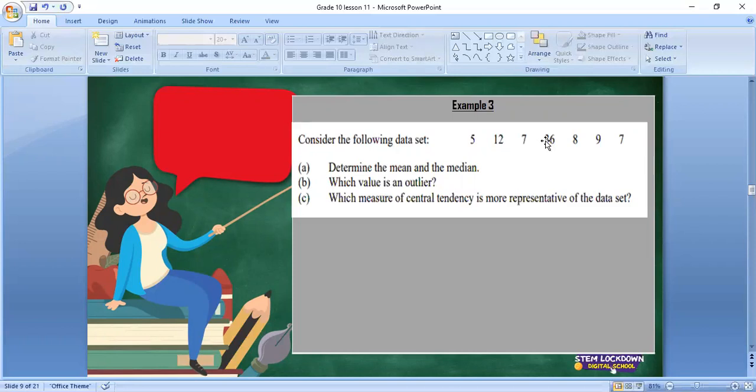So the best measure of central tendency to use is the median. The median will be a better measure of central tendency for this data, meaning the average that should be used for this data is the median and not the mean. Why? Because the mean is affected by the outlier, so it will not be a better measure to use for this data set. Better we use the median.